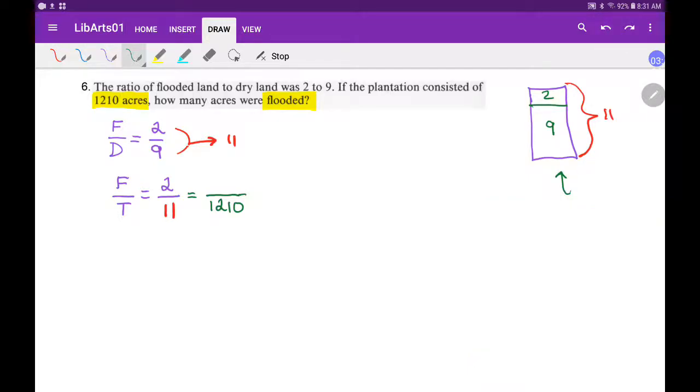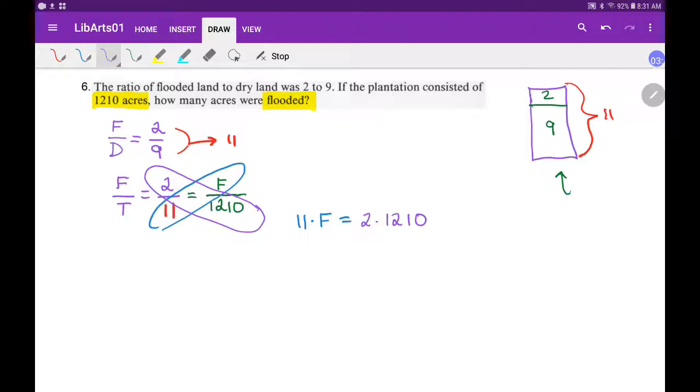So obviously our plantation, our farm, we're going to say farm, is much bigger, and we don't know the flooded part of this. We know that on the small model it's 2 out of 11, but now we don't know. But we can solve. It's the only thing we don't know. So we're going to say 11 times F is equal to, and then we go the other way here, we say 2 times 1,210.